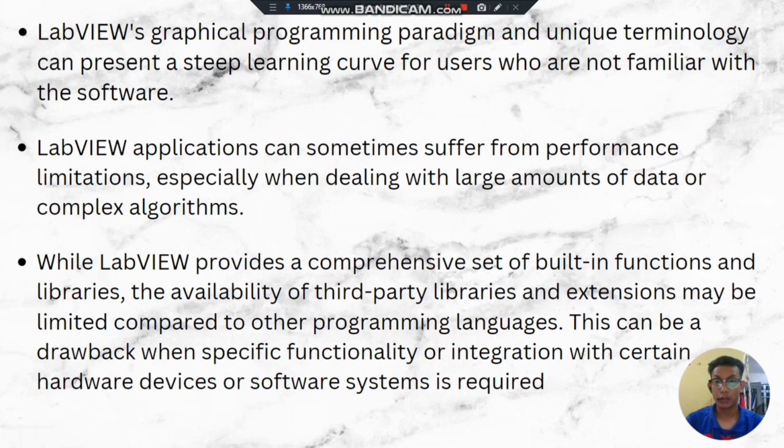Lastly, while LabVIEW provides a comprehensive set of built-in functions and libraries, the availability of third-party libraries and extensions may be limited compared to other programming languages. This can be a drawback when specific functionality or integration with certain hardware devices or software systems is required.